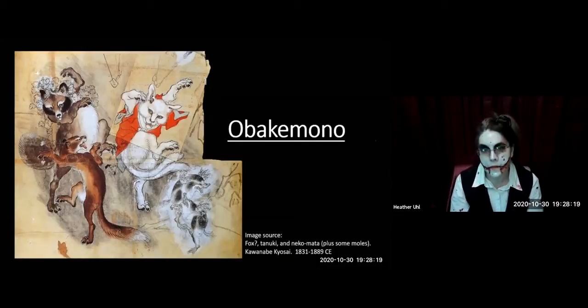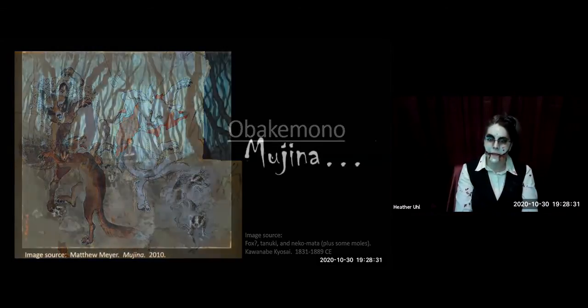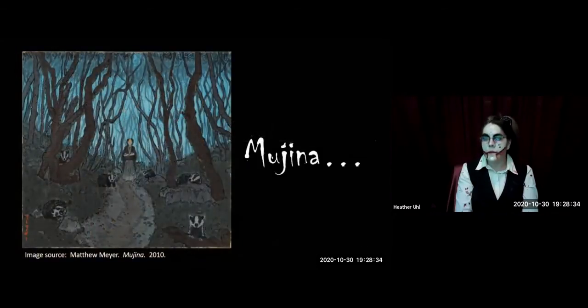But again, creatures with tails can sometimes grow old, and they are said to sprout another on their 100th birthday that allows them to transform and deceive. And that brings us to the next tale of the evening. Mujina, the badger.